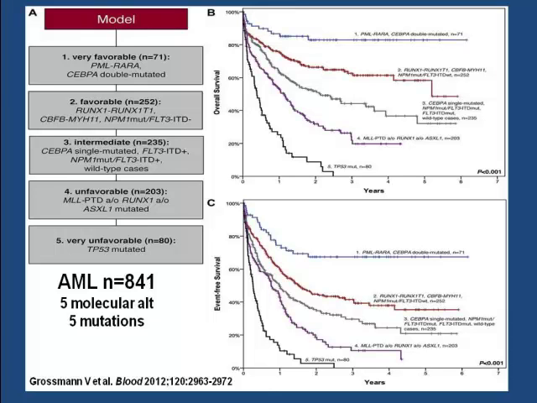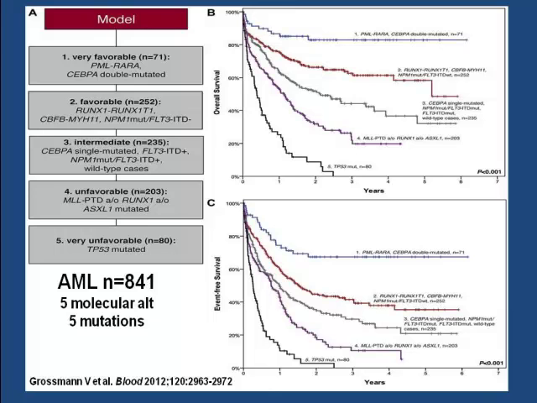Very unfavorable patients had the TP53 mutations, and then the very favorable had APL, as identified by the PML-RARA, or they had CEBP alpha, double mutated. And as Dr. Bloomfeld pointed out many times, the double mutated CEBP alpha does better than the single mutated CEBP alpha, which is a little bit lower on the list right here in the intermediate risk category. But based purely on a molecular analysis, they were able to divide the patients into these subgroups, which predicted prognosis.